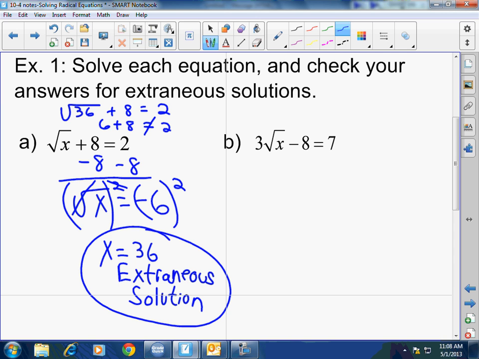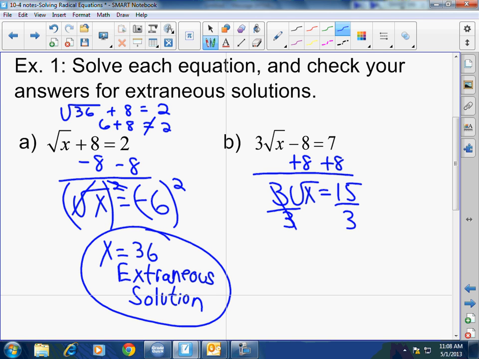B. What do I do here? First, what's the first step in a two-step equation? Because basically I got a two-step equation here. You undo addition and subtraction first, so you add 8 to both sides. I've got 3 times the square root of x equals 15. How do I solve for my x here? You would divide 3 to both sides.